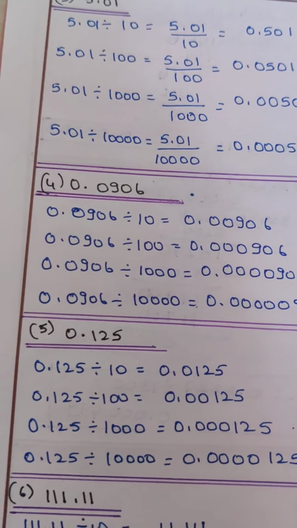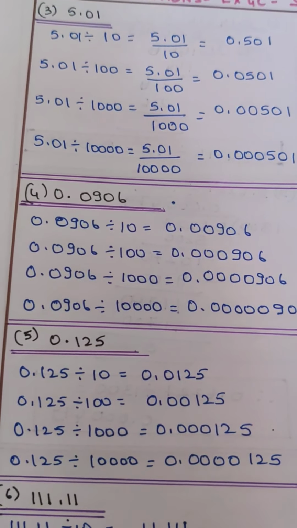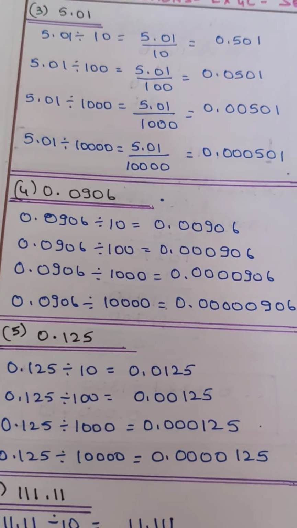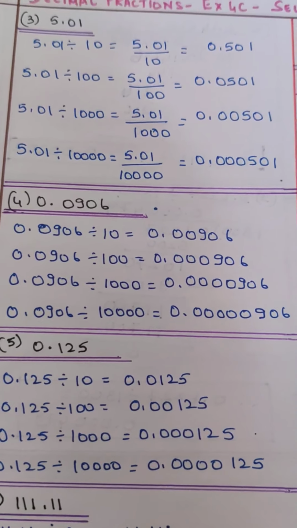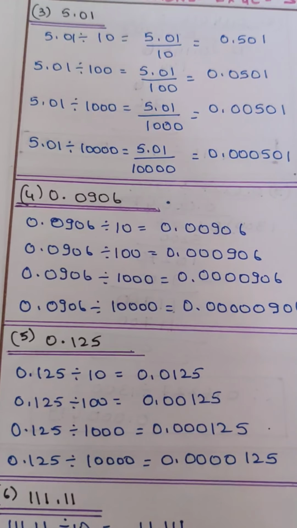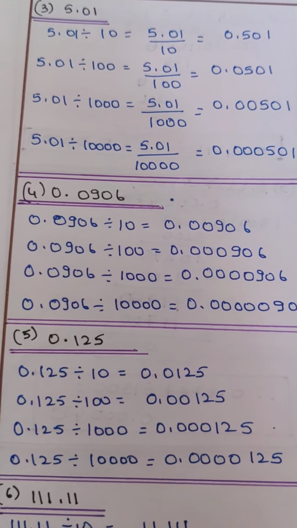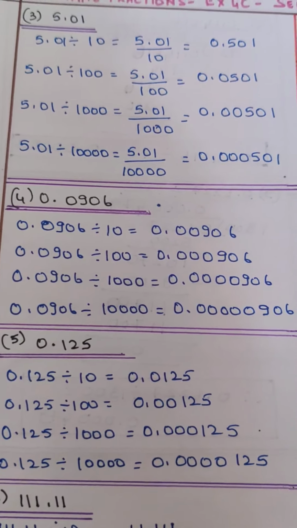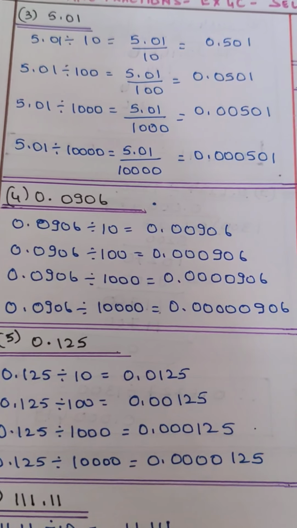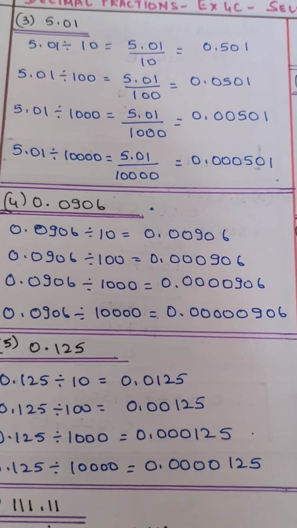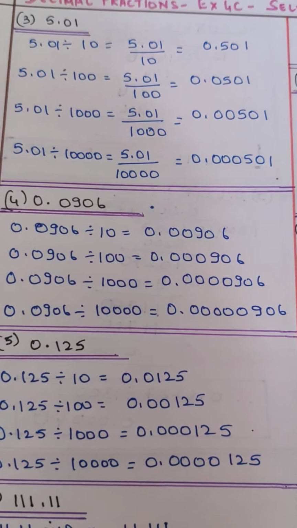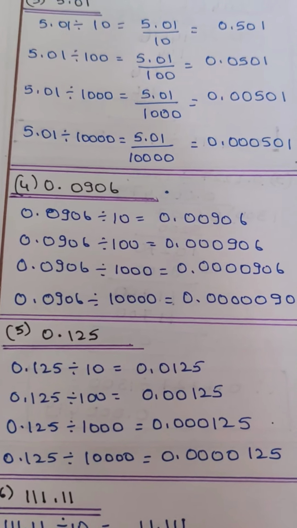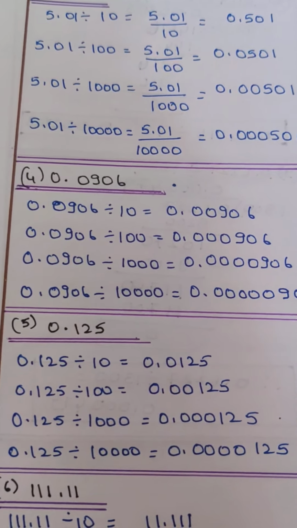0.0906 divided by 10 is equal to 0.00906. 0.0906 divided by 100 is equal to 0.000906. 0.0906 divided by 1000 is equal to 0.0000906. 0.0906 divided by 10,000 is equal to 0.00000906. Just pausing for a few seconds for you to understand.